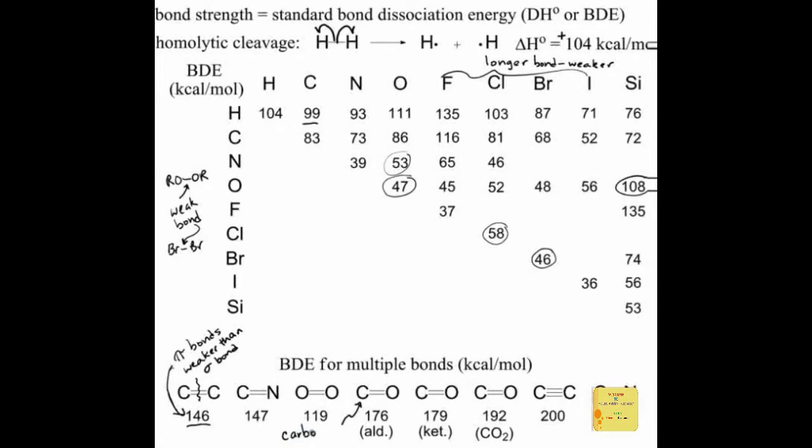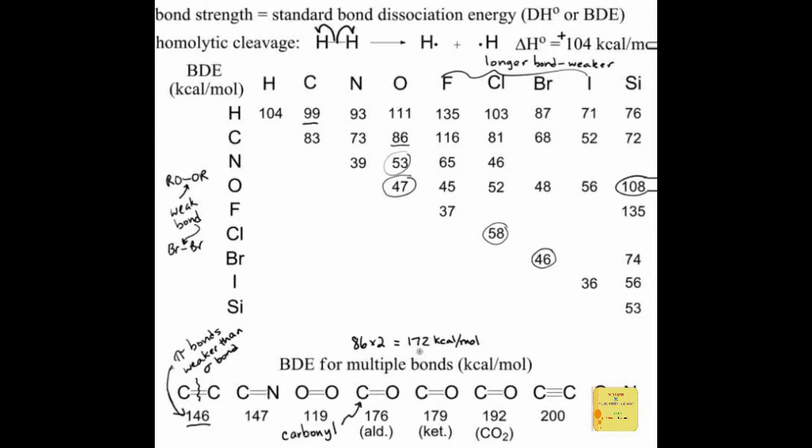A carbonyl, when we have a C=O double bond, is a very important arrangement of atoms called a functional group. It's very important because if we compare the energy of a C-O single bond, which is right here, it's worth 86 kcal. So if we were to have a double bond, what would we expect that energy to be? Well, 86 times 2 is 172 kcal. So if it was worth twice as much as a sigma bond, we would expect it to be 172.